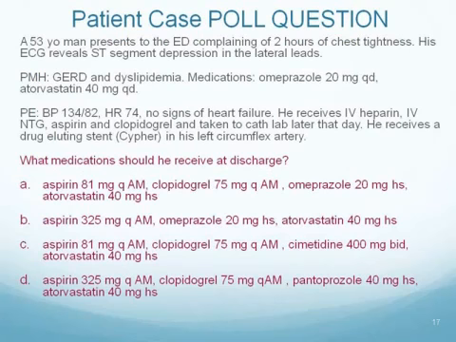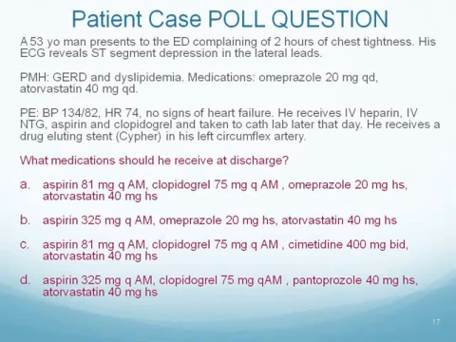And now I'd like to pause for a minute for a poll question. I'd like to present you with a patient case, and I want you to think about this case as we go through the rest of our slides. This is a 53-year-old man who presents to the emergency department after complaining of 2 hours of chest tightness, and his ECG reveals ST segment depression. So he is showing signs of ischemia on the electrocardiogram, and certainly his symptoms go along with that as well.